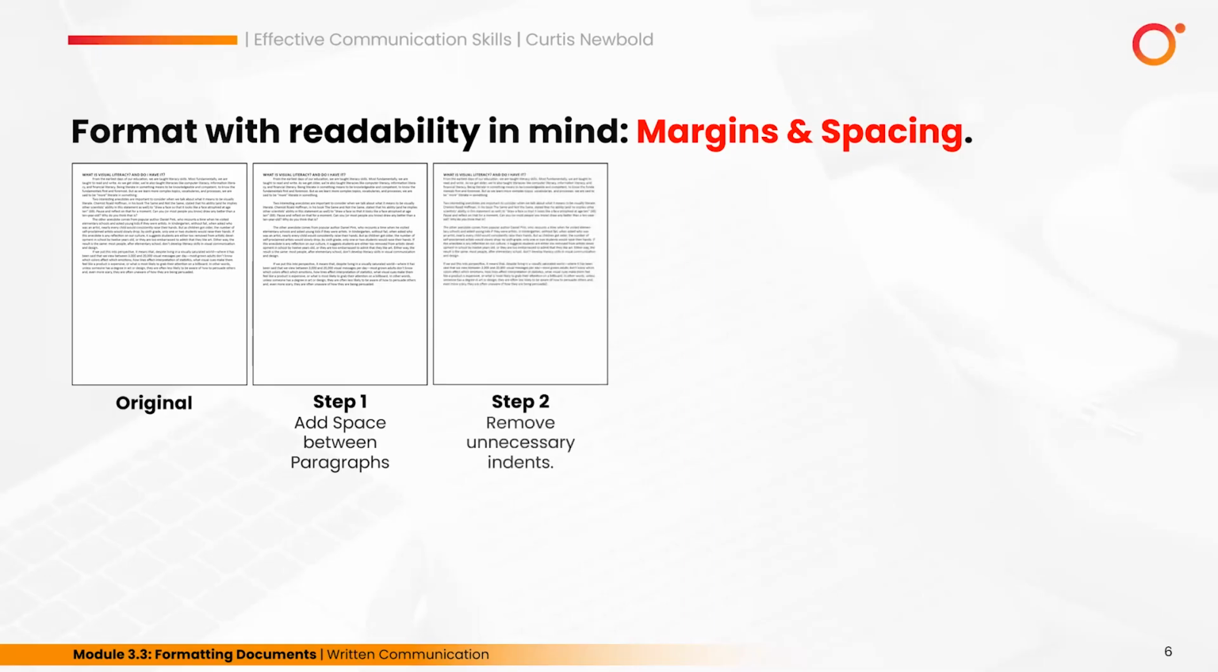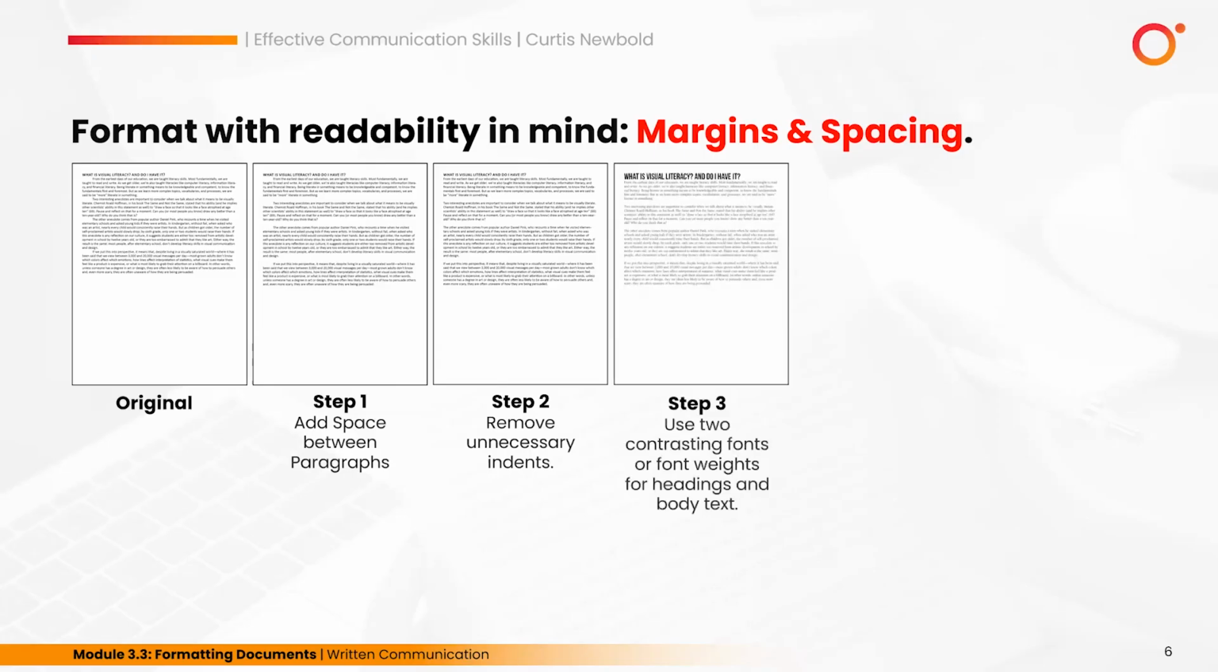And then remove unnecessary indents. Indents are kind of an old writing method that was used years ago, but it's not really good for business communication. It adds extra negative space, which creates more visual noise, actually. So if you can just get rid of those indents, keep those spaces there, you can see there's just a space between paragraphs. And this is the way most websites are designed now, where we automatically create an extra space there. Step 3 is to use contrasting fonts or font weights for headings and body text.